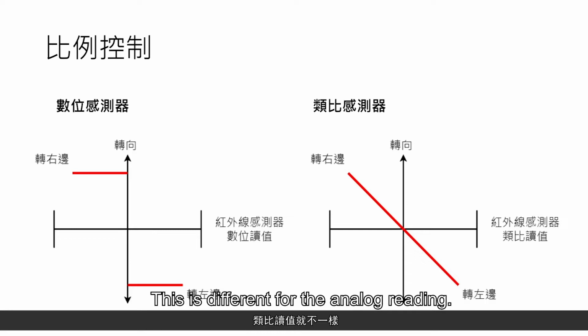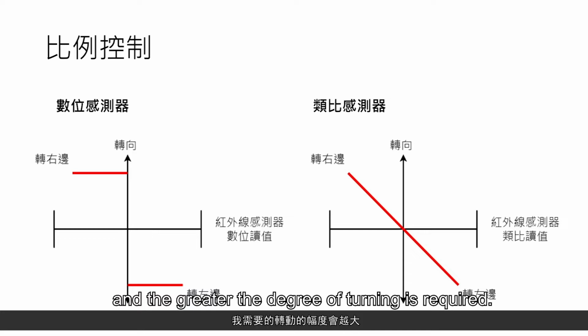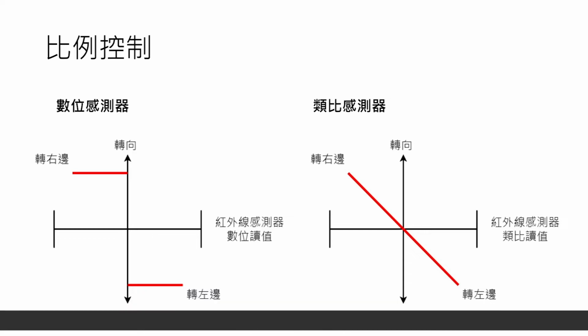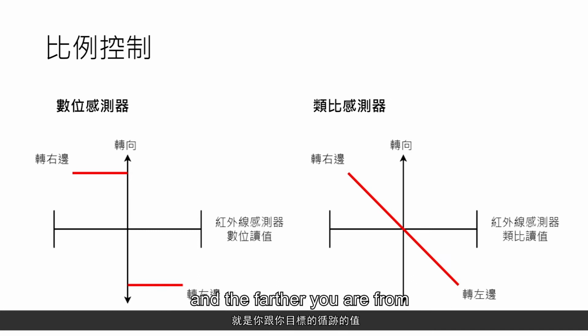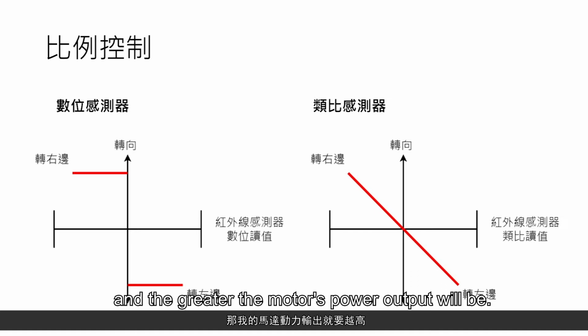This is different from analog reading. It will be a slope line. What does this slope line mean? The larger our reading is, the greater the distance with respect to the center line, and the greater the degree of turning is required. The advantage of this is that if you're only a bit deviated, then you only need a small adjustment, so the motor's power output will be smaller. However, if the deviation is large, and the farther you are from the tracing target, the larger the degree of adjustment, and the greater the motor's power output will be.